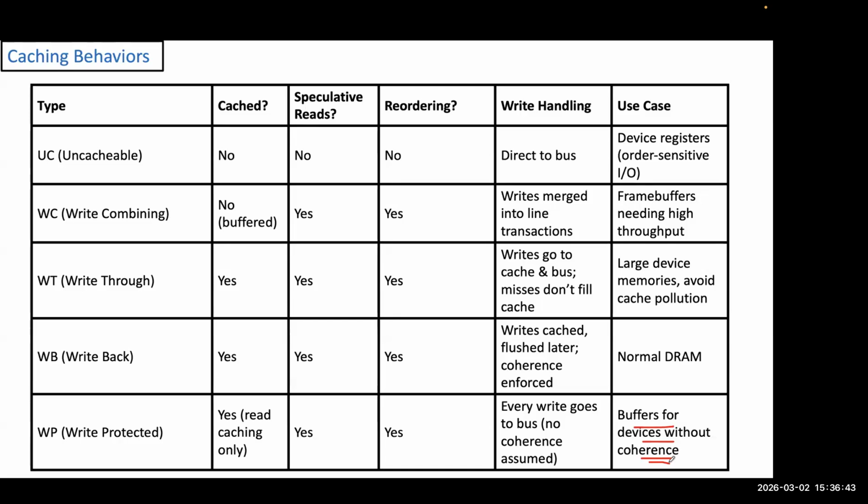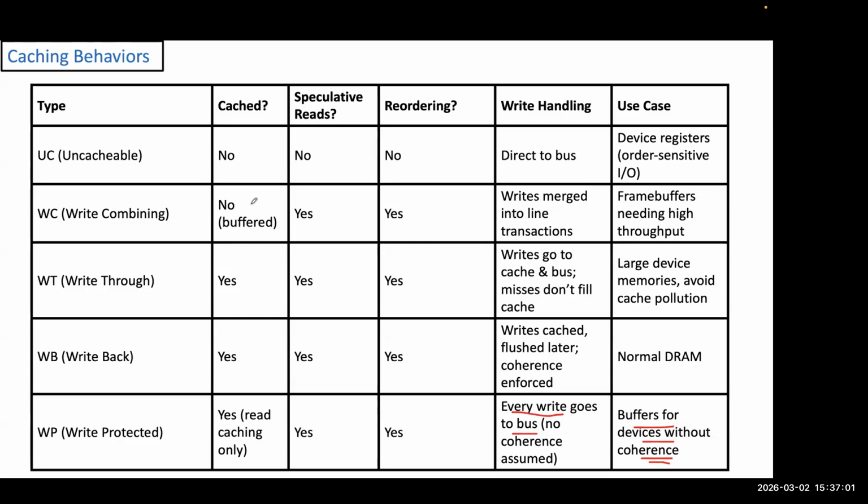So what does it mean? Then how do we perform the update? To perform the update, every write must go to the bus, which means every write must be performed in the memory only.